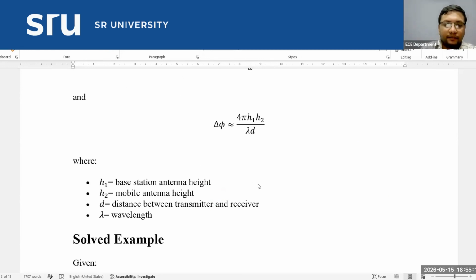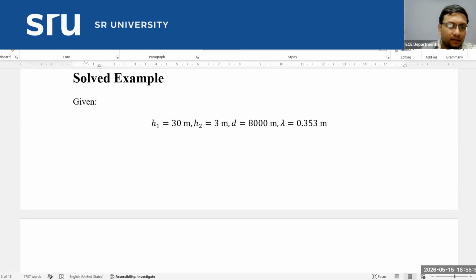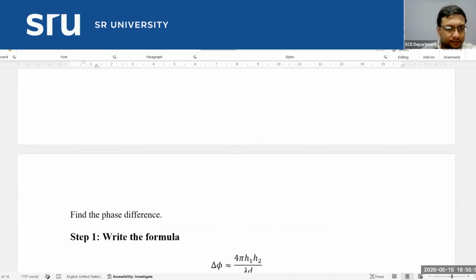So it is given that H1 is equal to 30 meter. It means the base station antenna height is 30 meter. H2 or mobile antenna height, that is 3 meter. All the mobile phone is at a height of 3 meter from the ground. D is 8,000 meter and lambda is equal to 0.353 meter. Suppose this information is given. And the question is find the phase difference then.